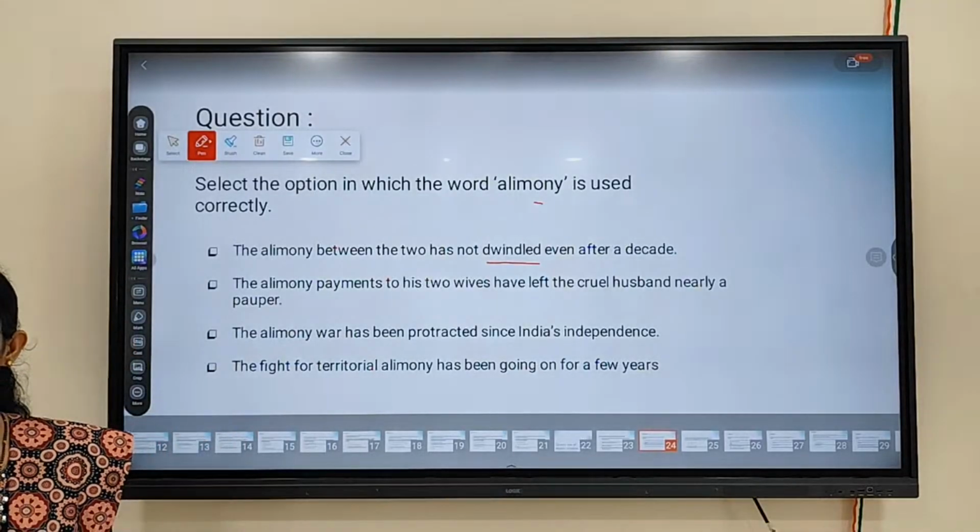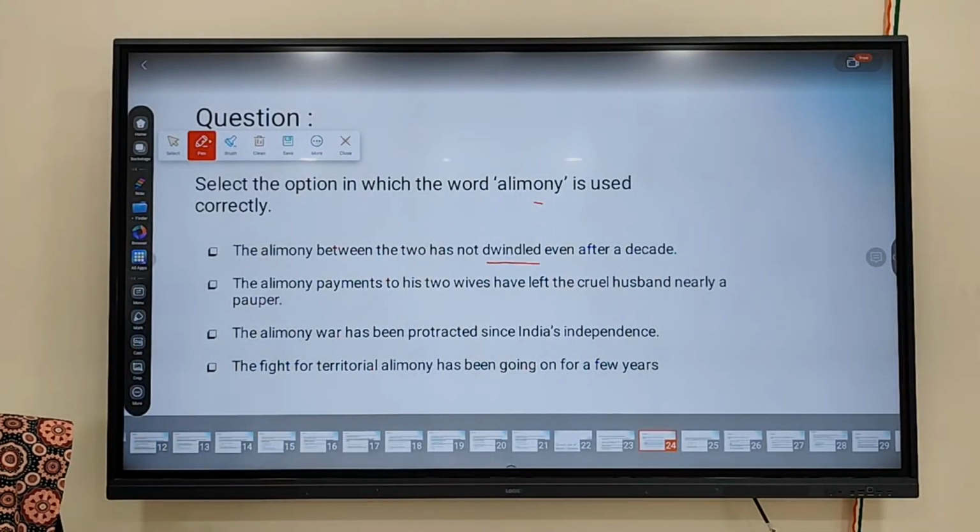After a decade, what is this trying to say? Do you think that's correct? That's used properly? The alimony between the two has not dwindled even after a decade. Do you think that's the appropriate use of alimony in the sentence? No? Why? Even after a decade. Okay.